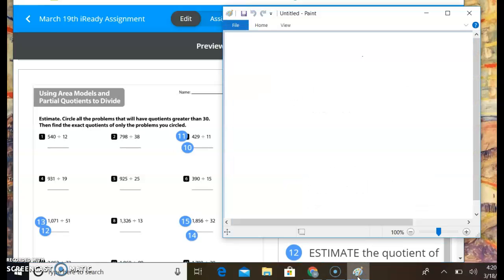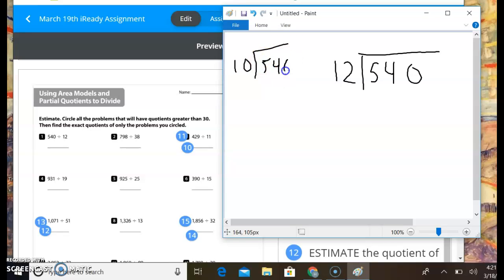Okay, so number 1 is 540 divided by 12. Now for me, since this number is already a 0, I don't need to reduce it or round it. What I would do is round the 12. 1 through 4 stays. 5 through 9 you raise. So this is a 2, so I would actually make it a 10. So now if I'm looking at that, 540 divided by 10, I know my answer is 54.